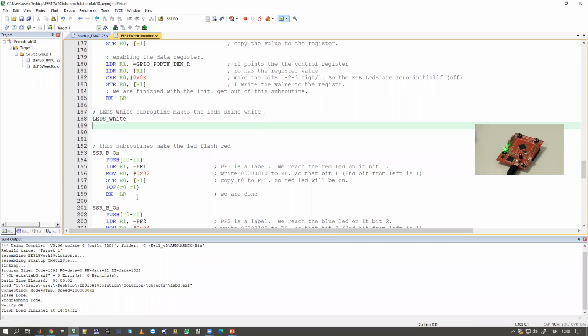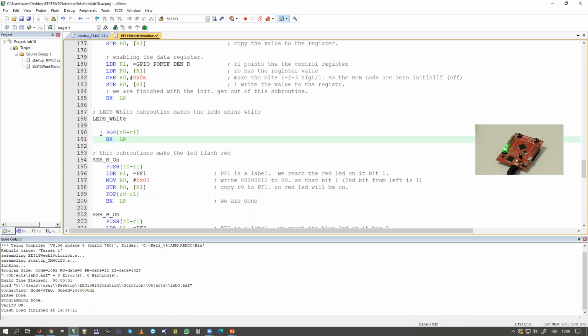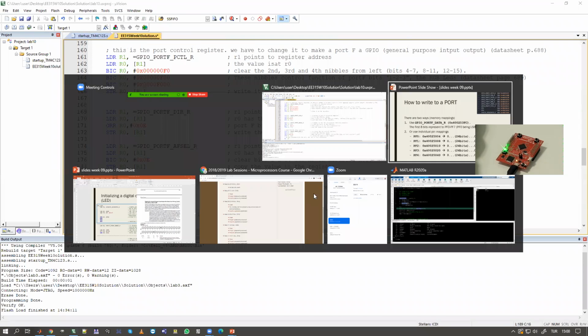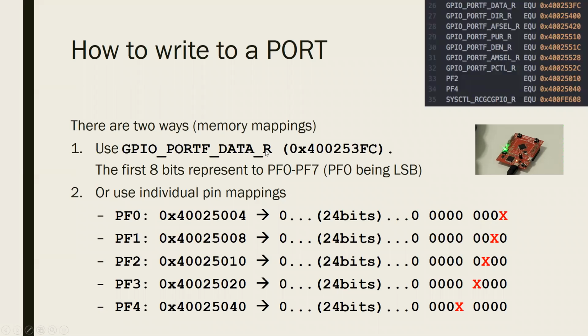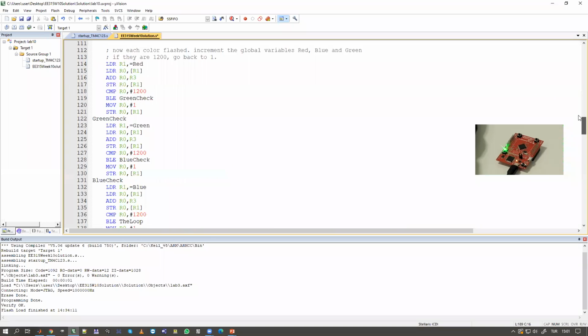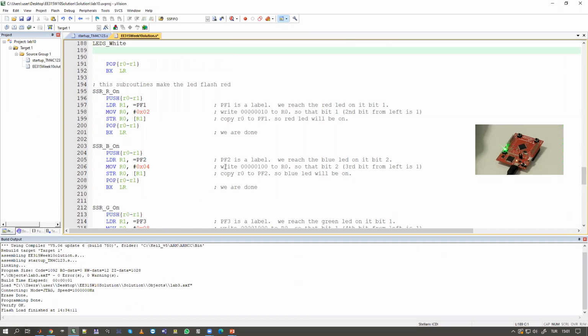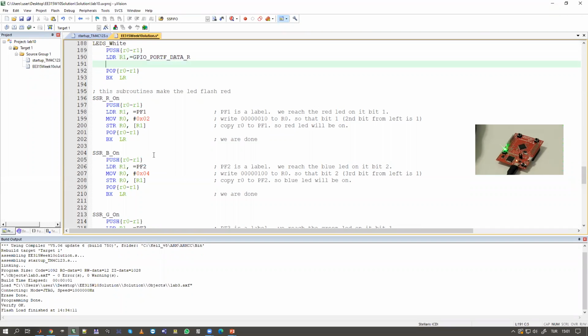It will be a very simple subroutine, guys. I'm going to be doing this responsible coding again. And this time I'm not going to be using these pin maps, but this data register, to show you that it also works. Do I already have the constant definition for the data register? I do. Yes, I'm going to use it. So I'll make R1 point to that register.